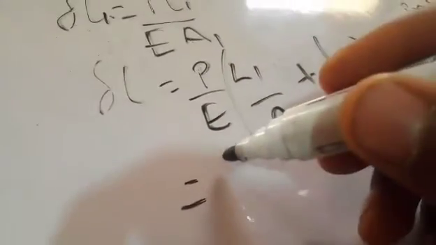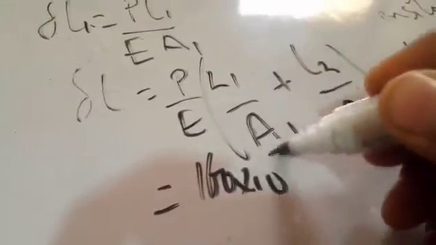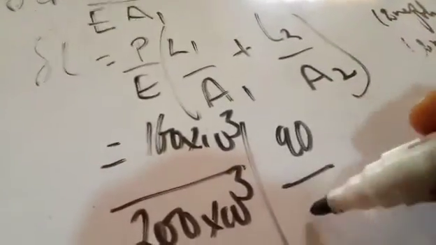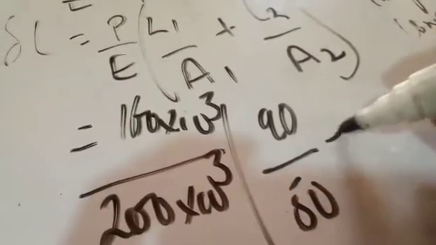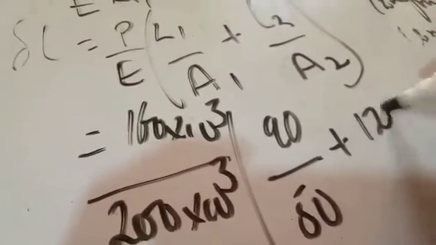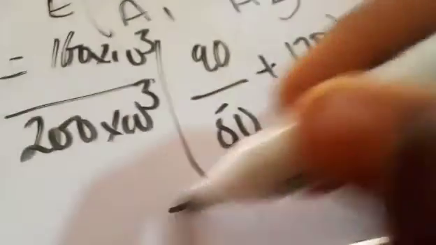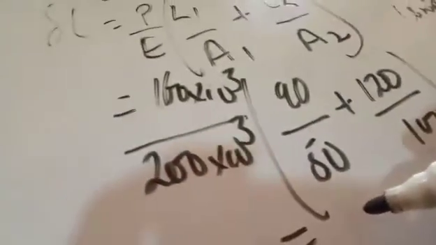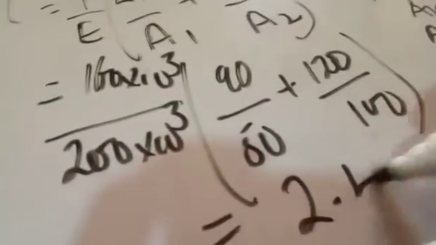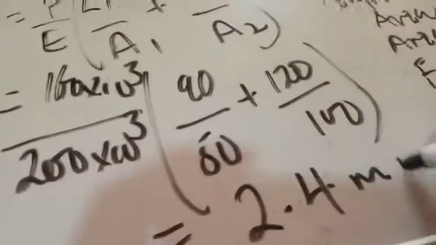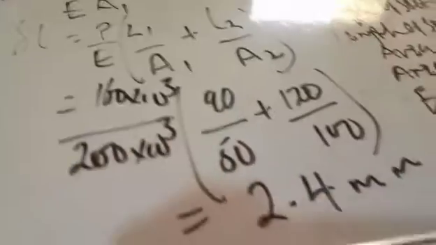This is equal to our P, which is 160 times 10 to the power 3, over our E, which is 200 times 10 to the power 3, times the bracket of L1 over A1, which is 90 over 50, plus L2 over A2, which is 120 over 100. Solving that should give you 2.4 millimeter.